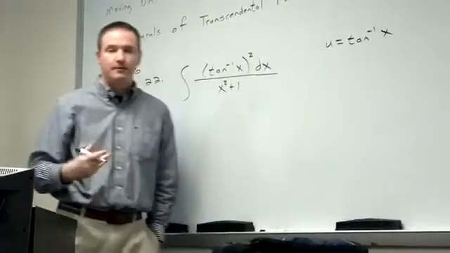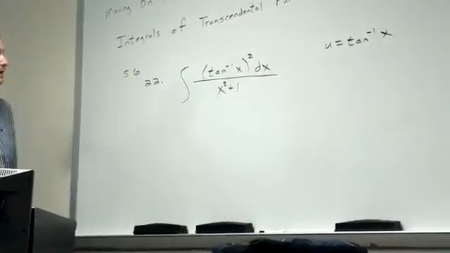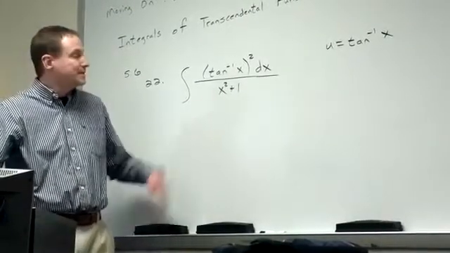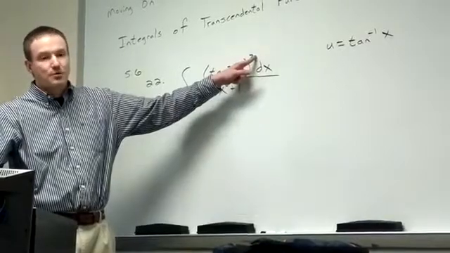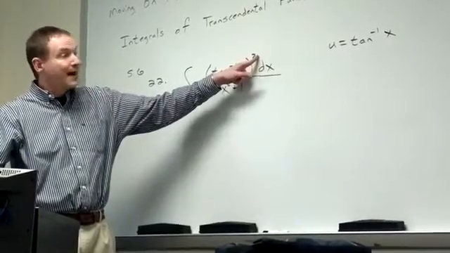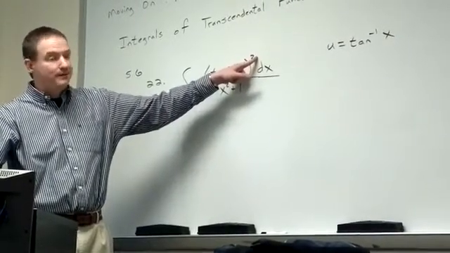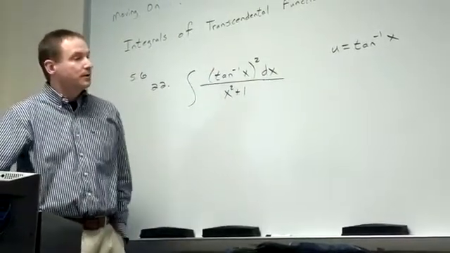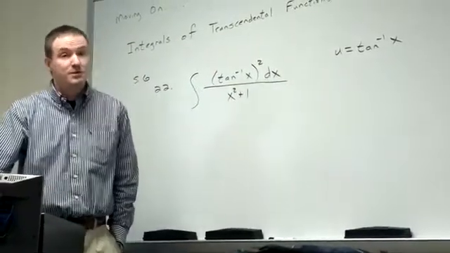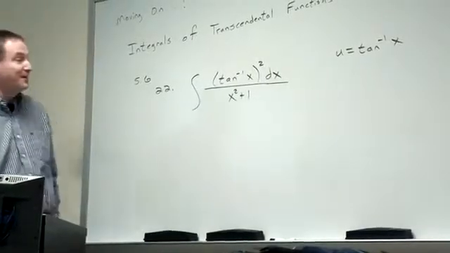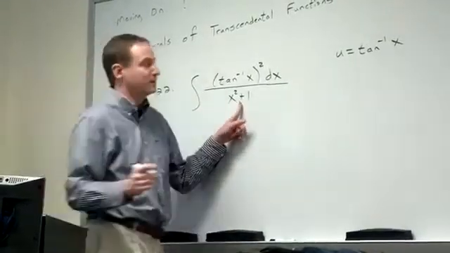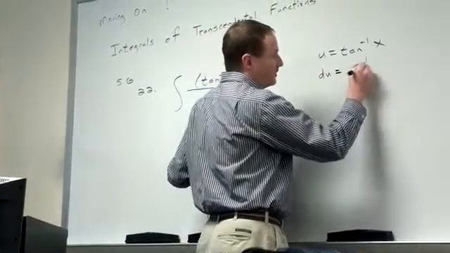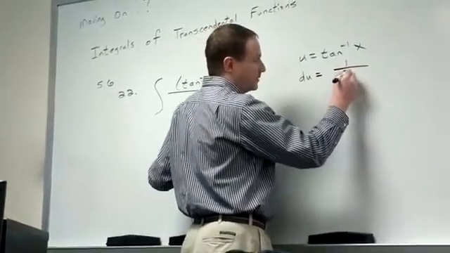Because we say, let u be whatever's inside of a function. We see that this is inside of an x squared function. And then the nice thing, if we let u equal inverse tangent of x, hopefully you remember your Calc 1, the derivative of inverse tangent is 1 over 1 plus x squared dx, which is what I have here. So I can say du is equal to 1 over x squared plus 1 with respect to x.